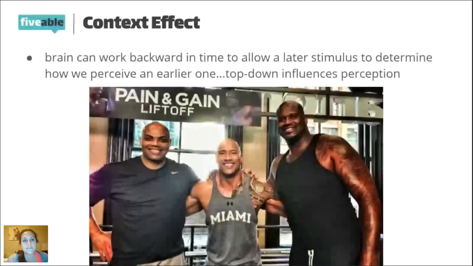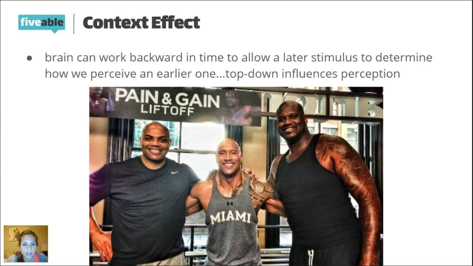So for context effect, this is an example. So these are examples of perceptual sets, ways that we are influenced in our thinking. We can also undo it, basically. Because if I showed you this picture and you didn't know who Shaq was and you didn't know who The Rock was, and I'm blanking on who that guy is, he's another basketball player, the guy on the left. If you know his name, put it in the chat. Charles Barkley. It's Charles Barkley.